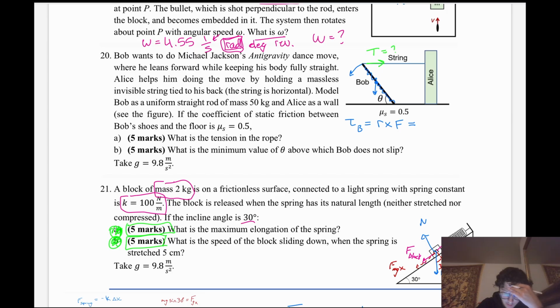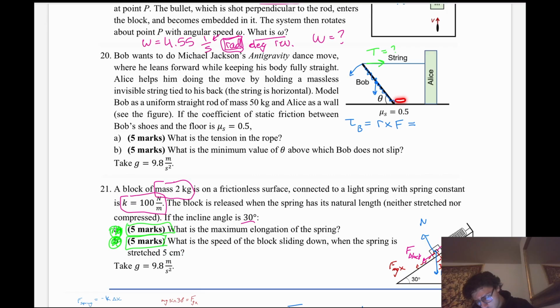Bob wants to do Michael Jackson's anti-gravity move. While he leans forward while keeping his body fully straight, Alice keeps him doing the move by holding a massless invisible string. Model Bob as a uniform rod of 50 kg and Alice as a wall. See the figure. If the coefficient of static friction between Bob's shoes and the floor is this, what is the tension in the rope?